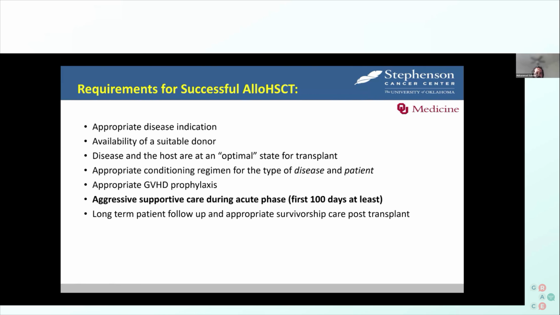from the graft attack the patient's organs, and we do prophylaxis with immune suppression during the beginning of transplant, and we give very aggressive supportive care, especially in the first 100 days, with antibiotics, blood transfusions, keeping a good control of the environment, vaccines, and everything. And then long-term follow-up and survivorship is important for allogeneic transplant.